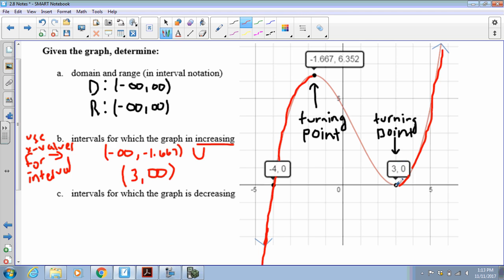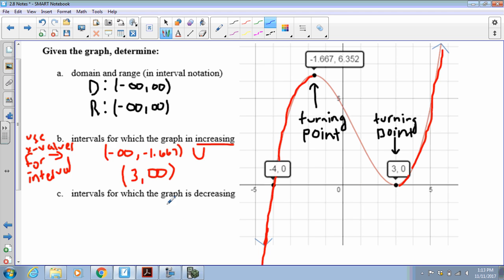And same thing at 3, 0. 3, 0 is a turning point. In that case, it is the local min. So it's neither increasing nor decreasing. It's just our stopping point, really our starting point of where the graph's increasing again.